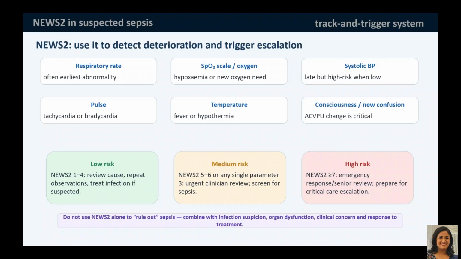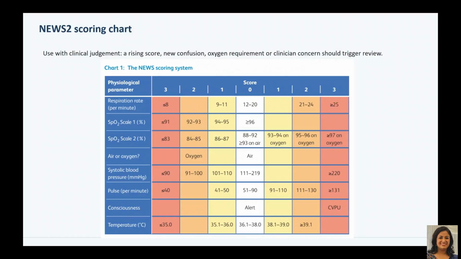So in NEWS 2, they have 6 physiological parameters. They measure respiratory rate, saturation, systolic blood pressure, pulse, temperature, and the consciousness level. And there is also a 7th parameter, that is whether the patient is on oxygen or not. Over time they measure these things, and then they give a score. The 0 mark is usually the physiological normal. If there is a deviation, whether rising or decreasing, they give us a mark.